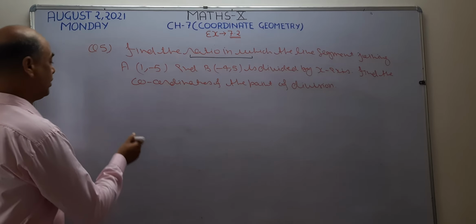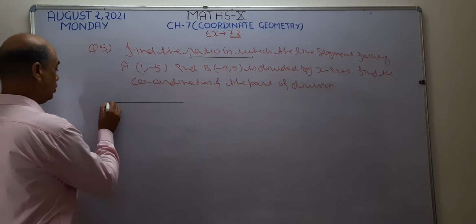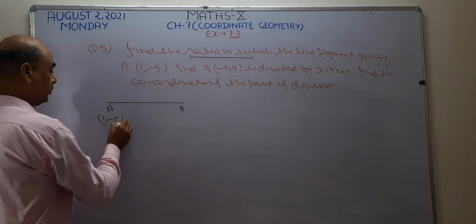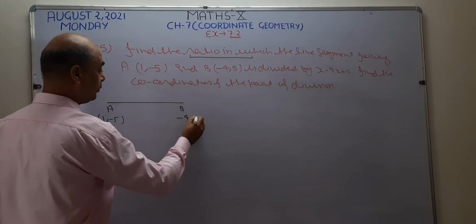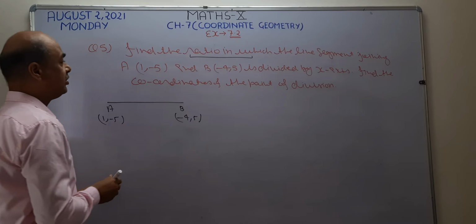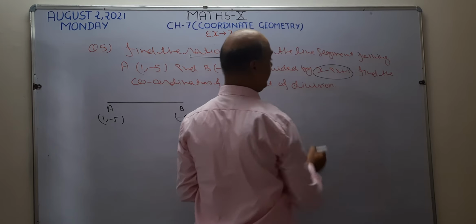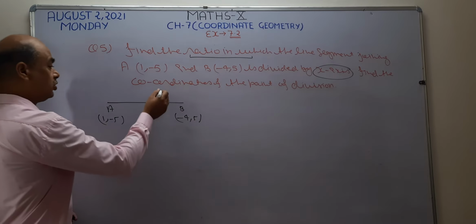Again one line segment is given. This is your A and this is your B. Coordinates of A are (1, -5). Coordinates of B are (-4, 5). Now this line segment is divided by the x-axis. Now the x-axis is going to divide this line segment. Suppose this is your x-axis.